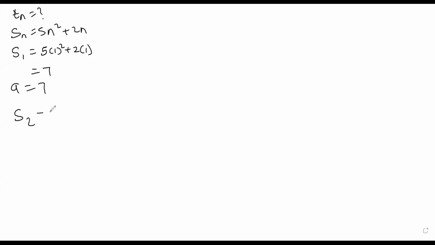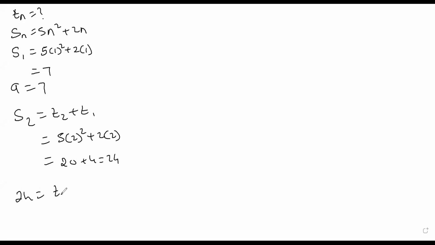Then I'll find out S2. S2 is T2 plus T1, and that will be 5 into 2 square plus 2 into 2. So that is 20 plus 4. Your answer is 24. Now S2 is T2 plus T1, so 24 is equal to T2 plus 7, because T1, the first term, is 7. So T2 is 17.